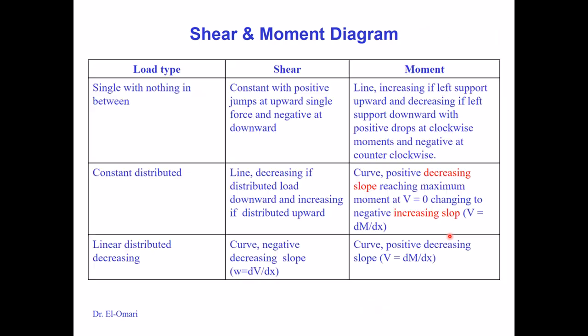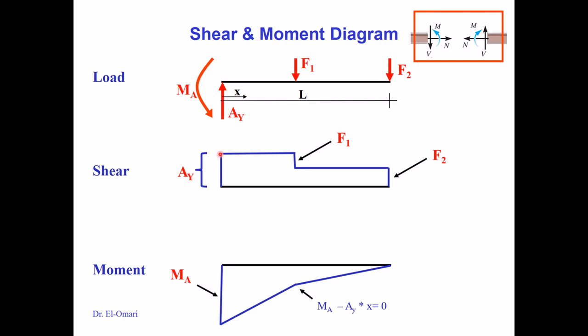I summarized these in two tables. I want you to review these two tables that show what the load type is. If it's single forces with nothing in between, then the shear is a constant with positive jumps at upward single forces and negative jumps at downward ones. This is exactly what we did in a previous slide. You have positive jumps for upward and negative drops for downward forces.